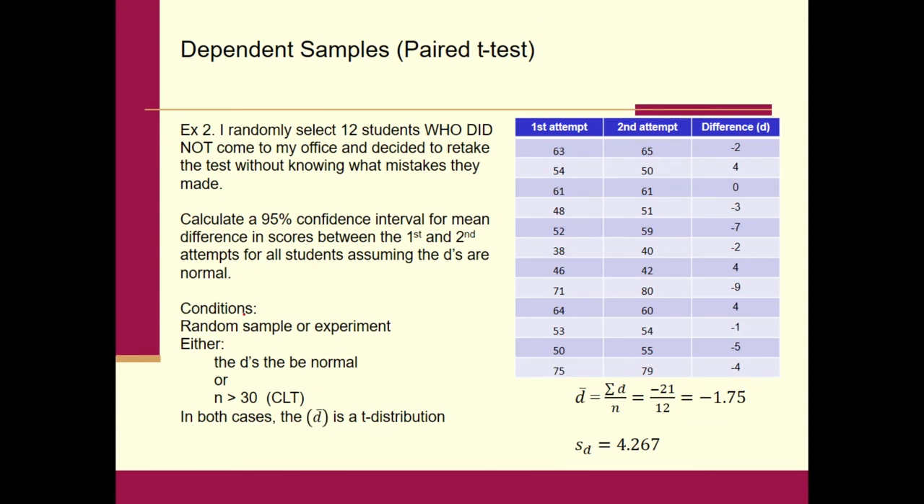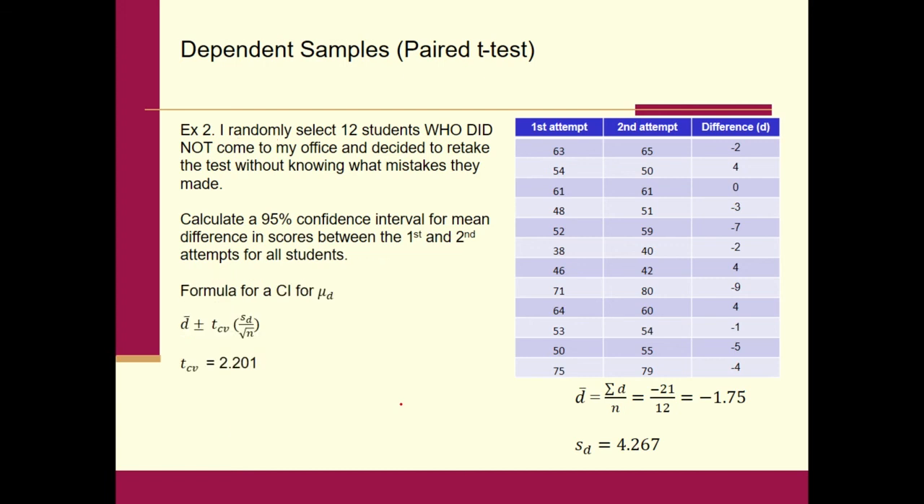Then I did the conditions. Either we need a random sample and experiment. Which one do we have here? Randomly. Okay, we did a random sample. Either we need the D's to be normal, or we need n to be greater than or equal to 30. Certainly we did not have that. In either case, the sampling distribution of D bar is a t distribution. So since that's the case, that's why we're using the t distribution to figure things out.